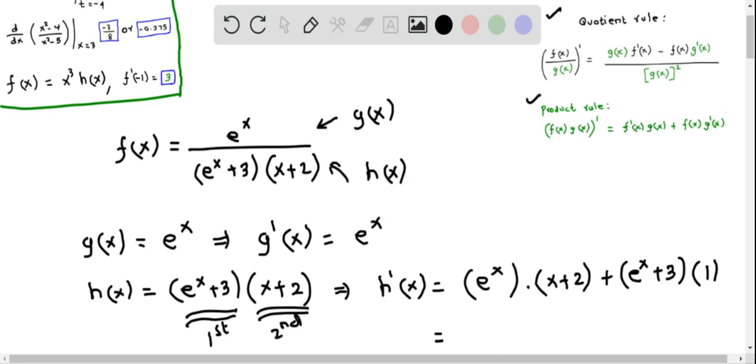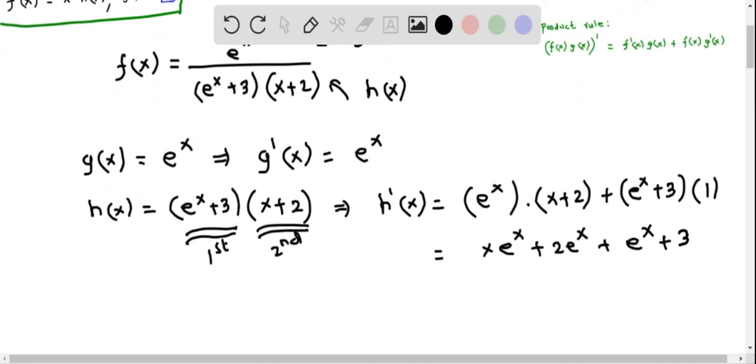So we will get this simplified, and this equals we can distribute this e power x with x plus 2. So this becomes x times e power x, and then 2 times e power x is 2 e power x. And similarly, this is 1 times e power x plus 3, which is e power x plus 3.